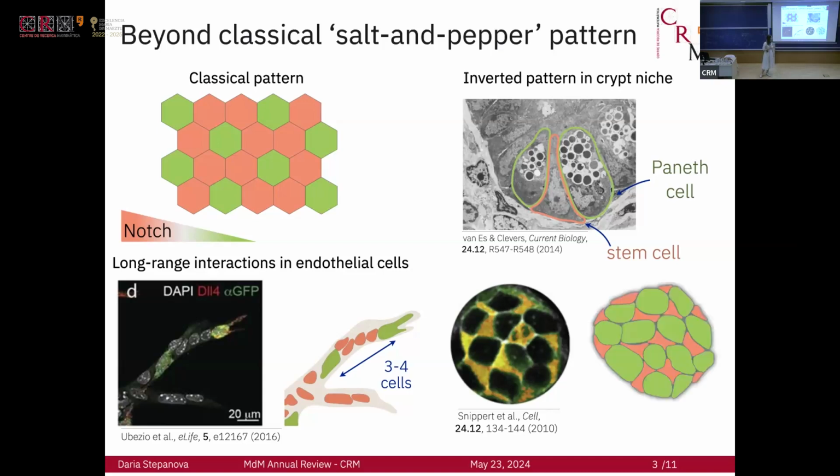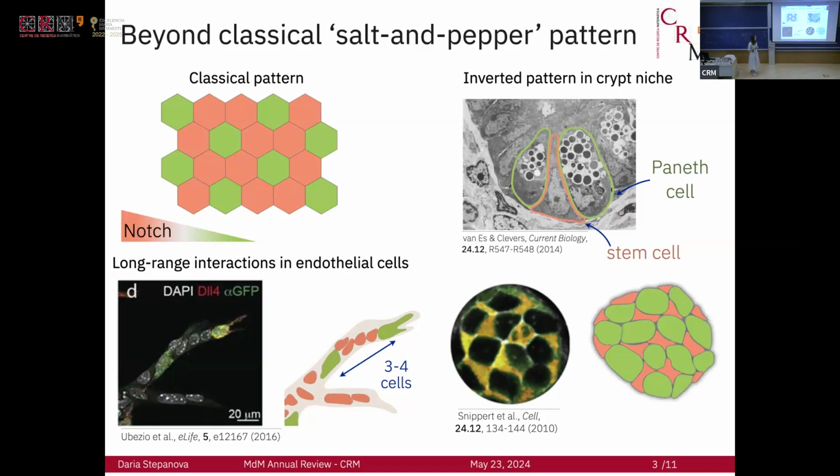If you use the same color scheme to see it better, this is what we have. And we can notice that the high Notch cells in this case are surrounded by the low Notch cells. So this is the inversion of the pattern. Since we wanted to study those systems, and to do simulations of blood vessel growth, or to understand what happens in the crypt niche, we started doing subcellular signaling for those cases.